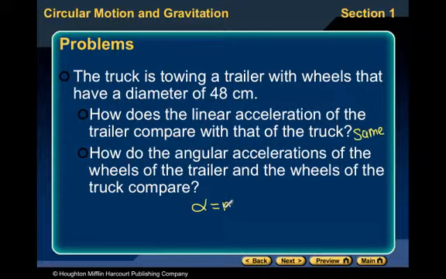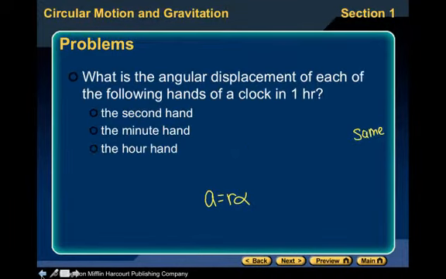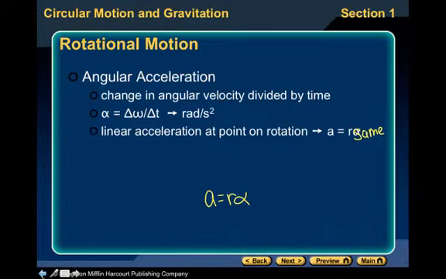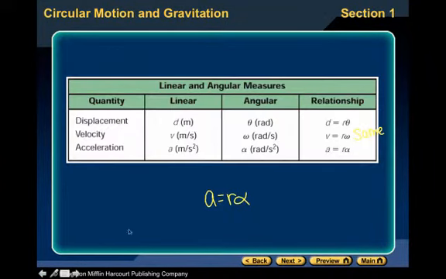wrong way around. It's a equals r alpha, right? Let's go check that equation real quick. Where's that table? There it is. Yeah, a equals r alpha. Good.